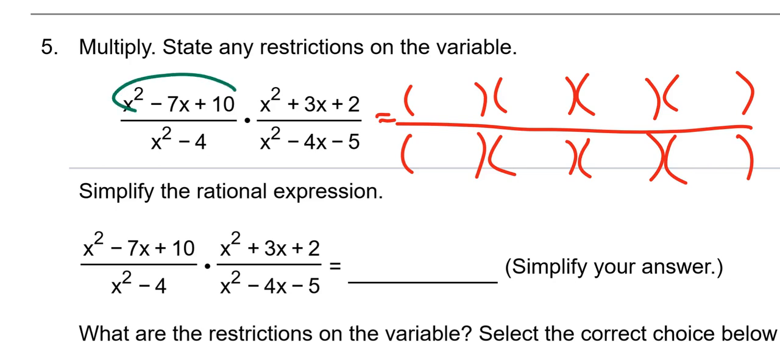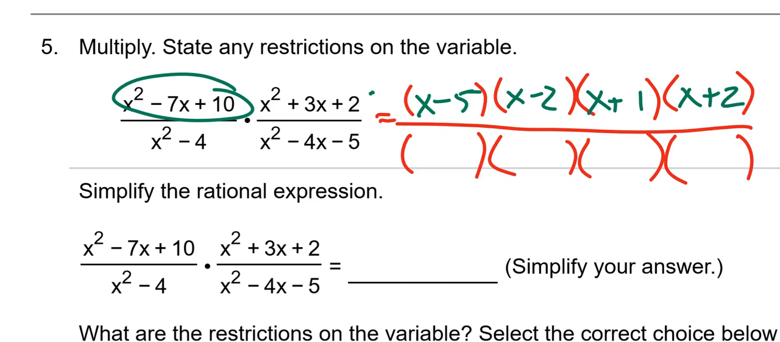What do we get for the first one? X minus 5, X minus 2. X minus 5 and X minus 2. All right, do you have any of the other ones? Not yet? Okay. X plus 1, X plus 2. Okay, so he gave me this next one, X plus 1, X plus 2.